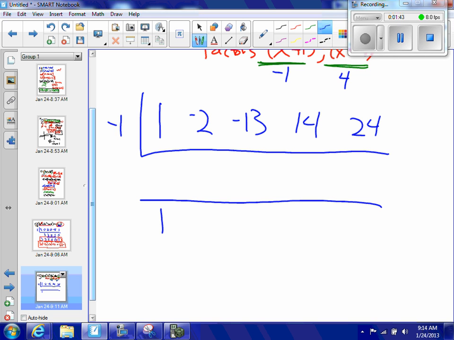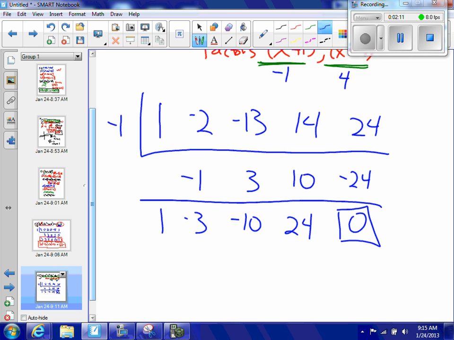Bring down the 1. -1 times 1 is -1. -2 plus -1 is -3. -1 times -3 is +3. I add -13 and +3, I get a -10. -1 times -10 is +10. I add those two together, I get a +24. -1 times 24 is -24. And sure enough, as promised, I get a 0 as a remainder.